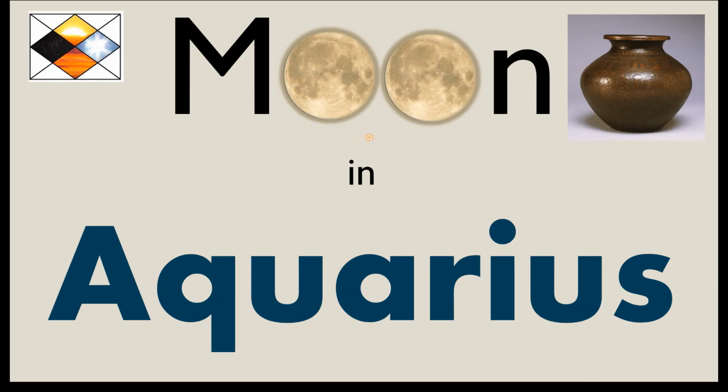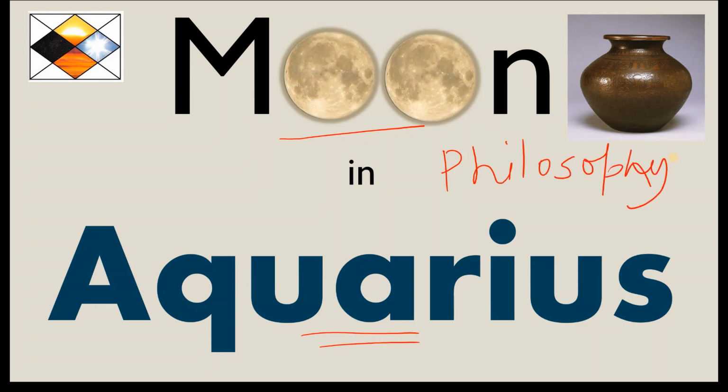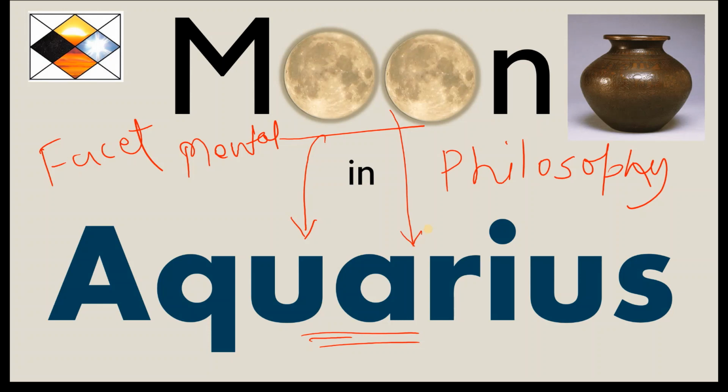In today's video we will talk about placement of moon in the sign of Aquarius, which is deemed by many as being one of the most philosophical signs in the entire zodiac. But apart from being inclined towards philosophy, the sign of Aquarius, and in turn this position of moon in Aquarius, has many other facets as well. And in this video we will explore from the very practical angle the kind of mental, emotional and physical qualities which moon in Aquarius can provide.